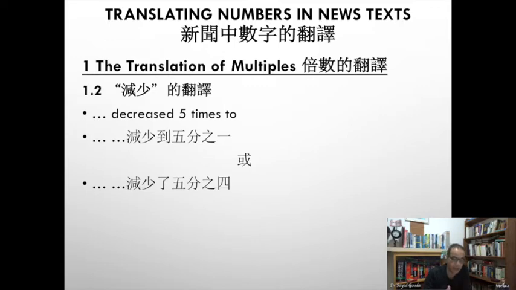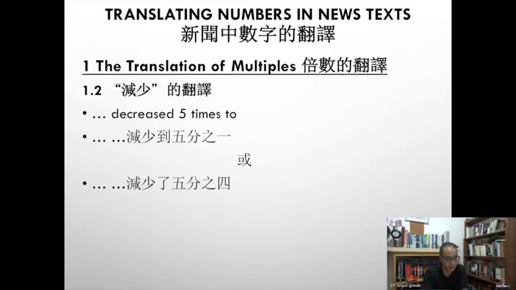Decreased is the same: decreased 5 times, decreased by 5 times. Again, is it 减少了什么什么倍 or 减少到什么倍? For example, decreased 5 times, decreased to 5 times, decreased by 5 times. Is it 减少到1/5 or 减少了4/5?